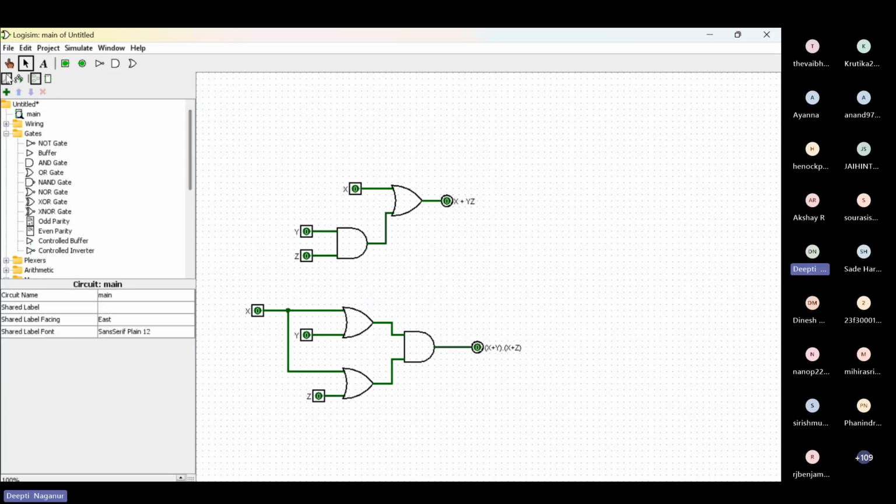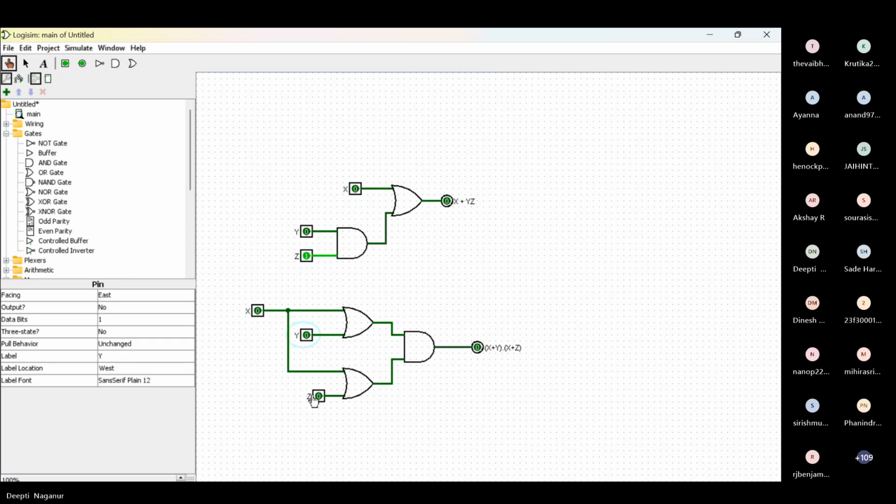Now let's try. The X, Y, Z values are all at 0. Let me make X 1 and keep Y and Z as 1. What will be the output? I'm getting 1 in both cases. If I make Y 1 as well, I'll get 1 only. But let me switch off X to 0. It's going to 0. What if only Z is 0? In this case, I am getting the output as 0 in both cases.